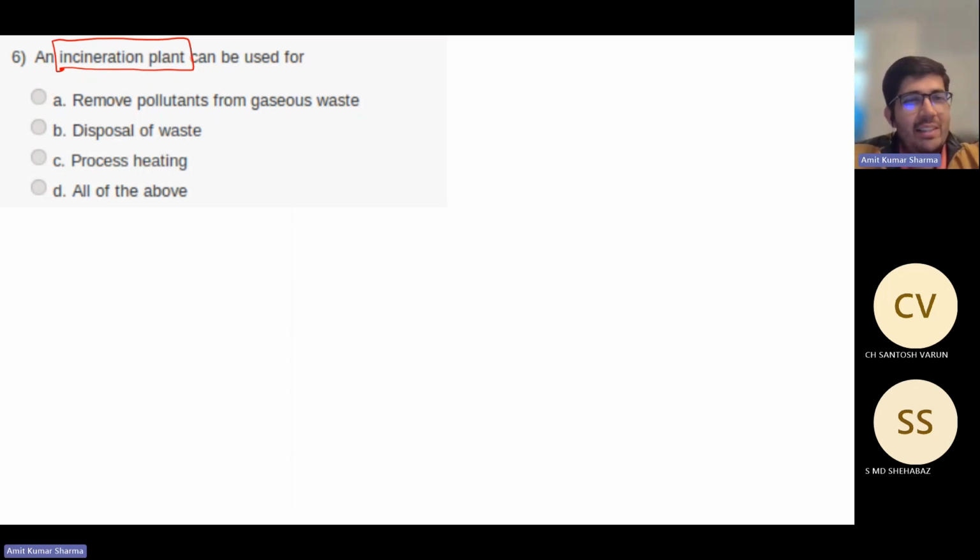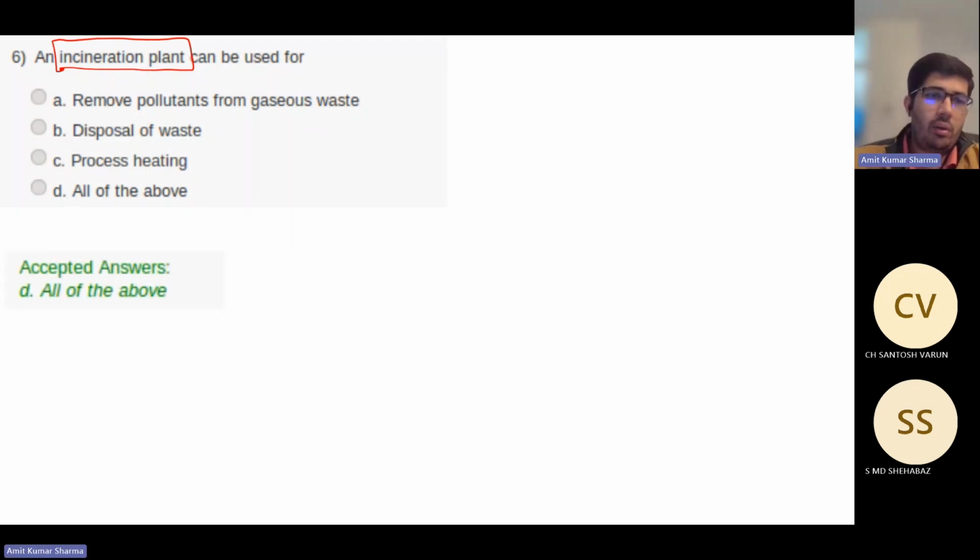Earlier you said only one answer, the disposal of waste. But disposal of waste is only for the incineration unit. If we are talking about the complete plant, then we are also generating heat and using that heat, and we also have a system to remove the pollutants from the gaseous waste. So the correct answer will be all of the above: A, B, and C, because all three come under the incineration plant.